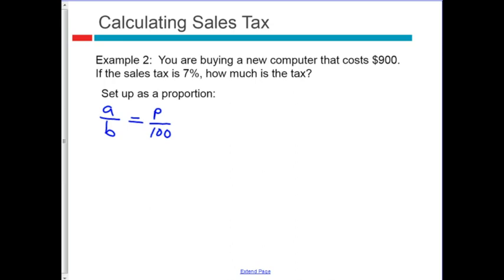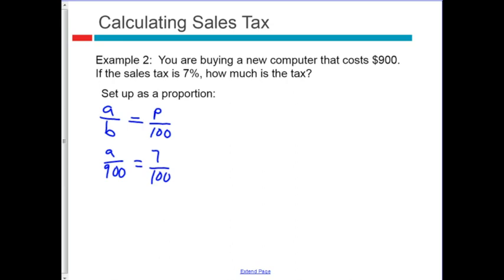In this case, the tax is calculated on a cost of $900. $900 is the base. You would not expect the tax to be more than the cost of the computer. 7 over 100, 7 is P. So the price of the computer is $900, that's the base, and the amount of tax goes on top. Now I'm solving this for A.